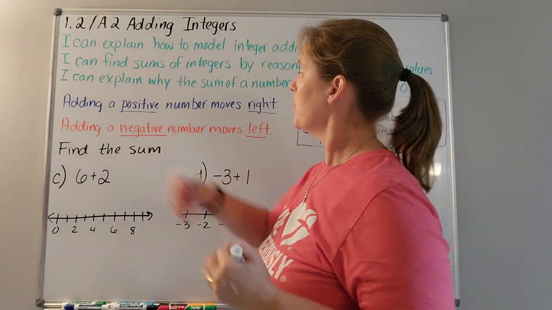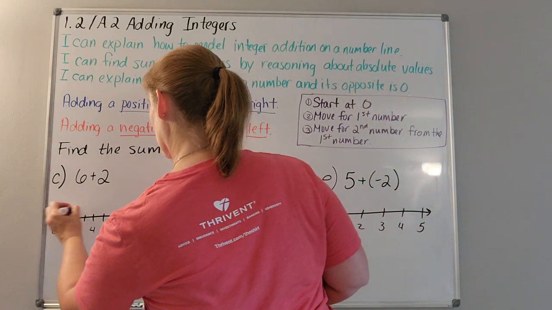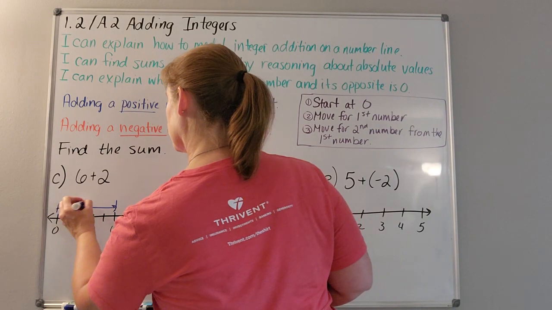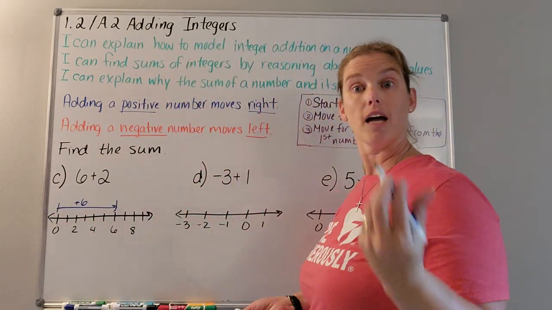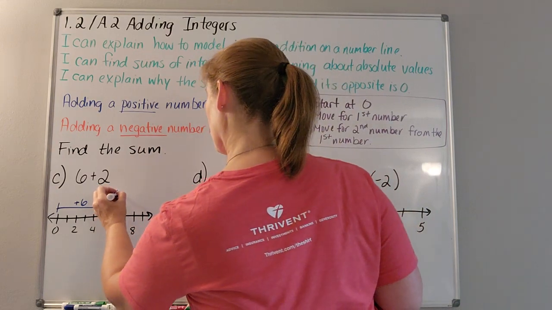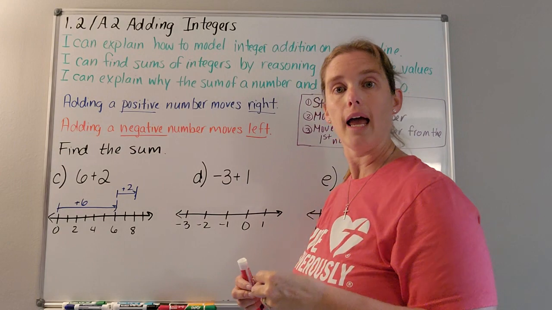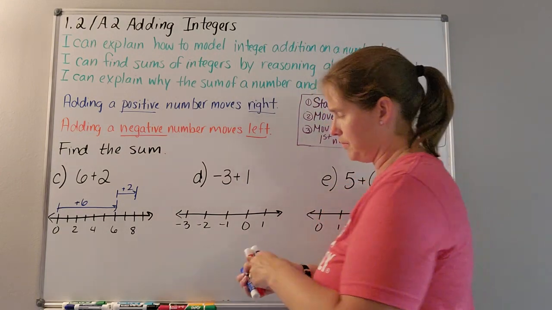All right, so we start at 0, we move 6 to the right because it's positive, so 1, 2, 3, 4, 5, 6. There's 6. And then it's another positive number, so I'm going to move 2 more to the right from 6. 1, 2. And lo and behold, where are we at? 8.